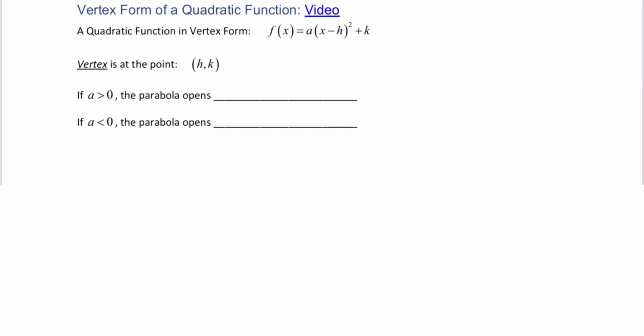A quadratic function is in vertex form when we have the form f of x equals a times (x minus h) squared plus k. Notice that in that formula, (h, k) is the vertex of the parabola. If a is positive, then the parabola opens up. And if a is negative, the parabola will open down.